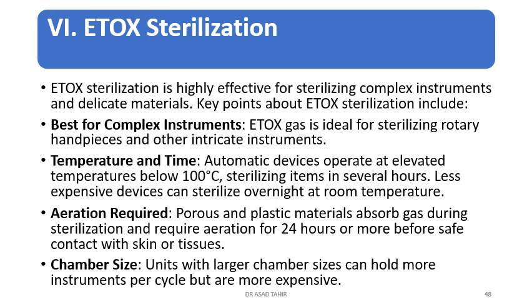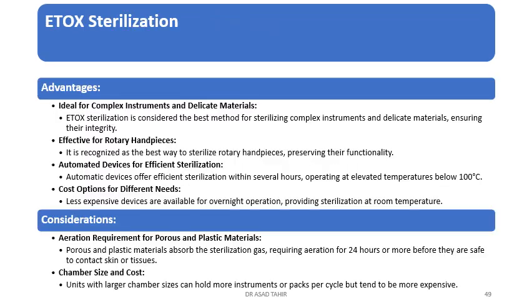Aeration required. Porous and plastic materials absorb gas during sterilization and require aeration for 24 hours or more before safe contact with skin or tissues. Chamber size. Units with larger chamber sizes can hold more instruments per cycle, but are more expensive. Advantages. Ideal for complex instruments and delicate materials.